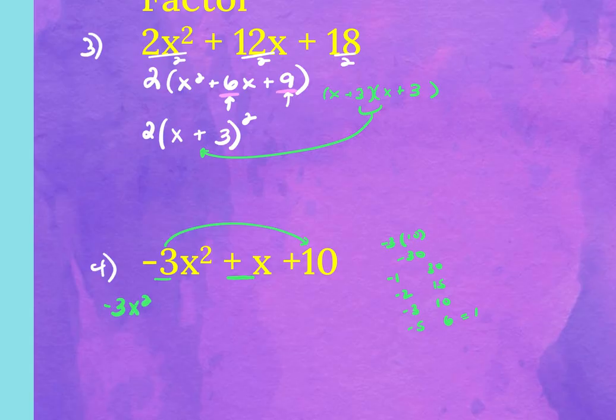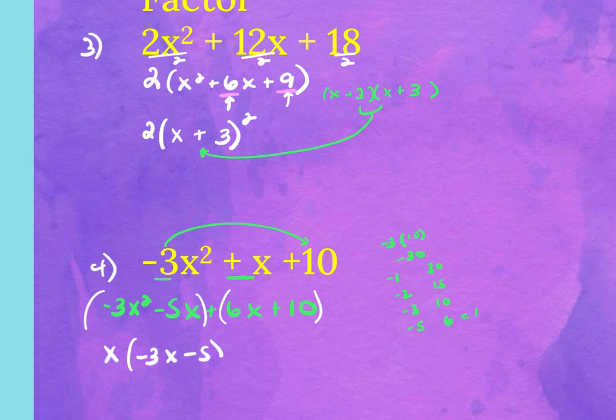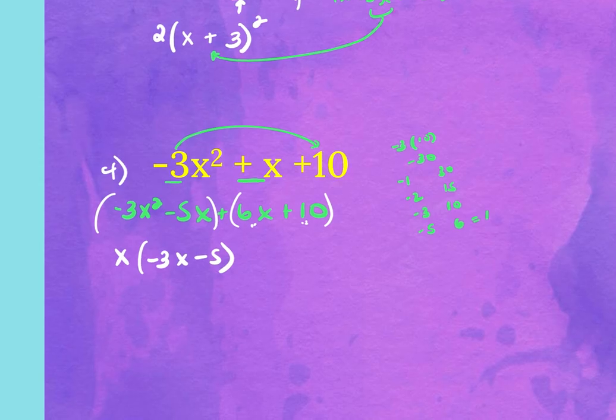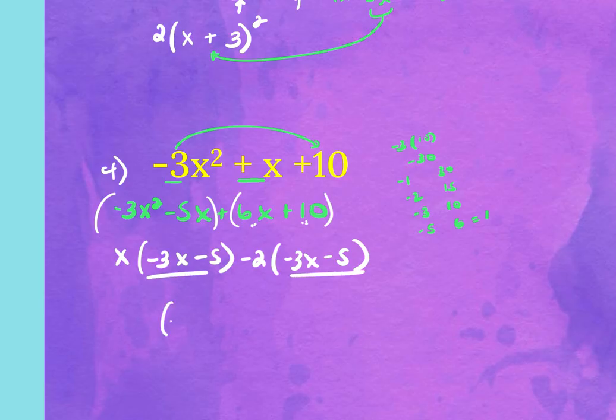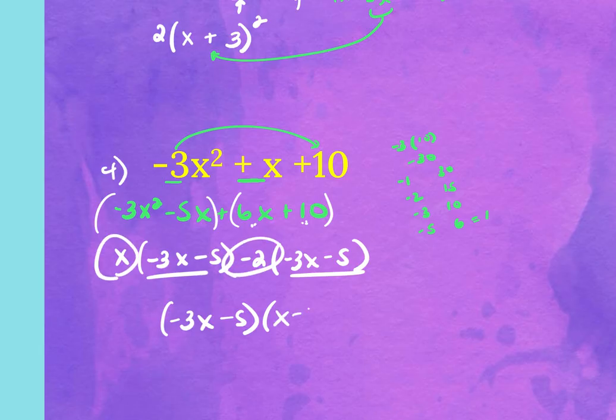Replace my middle term with those 2. So minus 5x plus 6x plus 10. And factor by grouping. From the first one, I can take out an x. I can actually take out a negative x if I want to, or a positive x. So I'm going to take out a positive x so we see what happens. This becomes negative 3x minus 5. Now the signs inside are opposite, and they're also divisible by 2. So I'm going to take out a negative 2, and I get negative 3x minus 5. This is now my greatest common factor, negative 3x minus 5, and group together x minus 2.